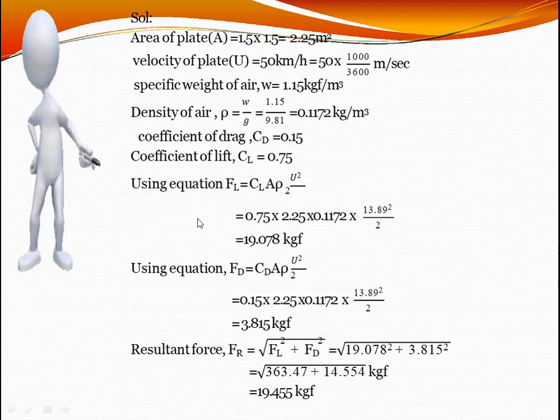Now to find the resultant of the lift and drag force, we know the formula for the resultant, FR is equal to the square root of FL square plus FD square. So FL square plus FD square, putting the values, we get the answer, that is 19.455 kgf. Hope you have understood this problem.